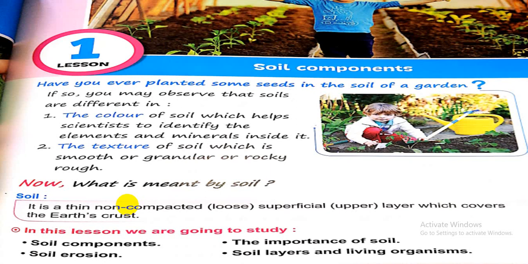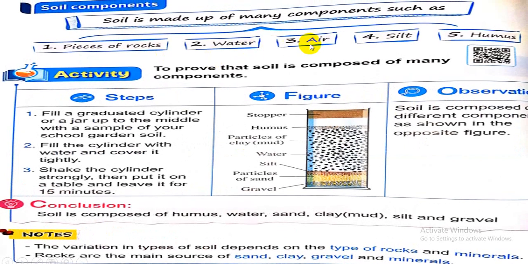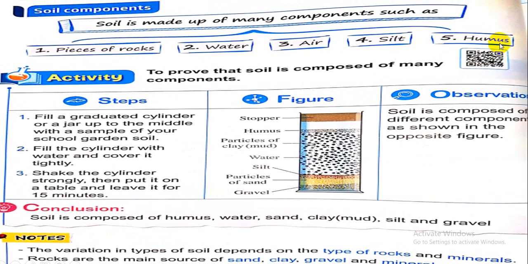In this lesson, we are going to study soil components, the importance of soil, soil erosion, and soil layers and living organisms. Number 1, soil components. Soil is made up of many components such as pieces of rocks, water, air, salt, and humus.